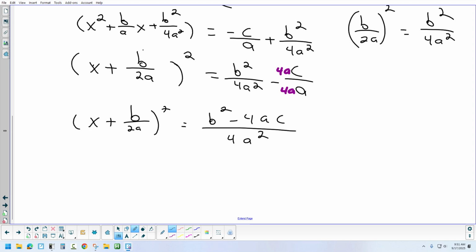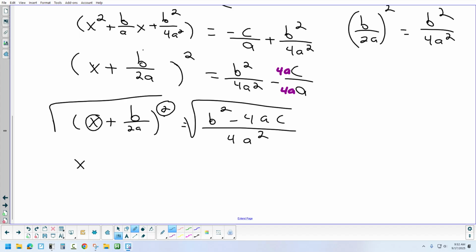Okay. Now we're trying to get this x by itself. That's the goal. I can't do anything to what's inside these parentheses until I get rid of that exponent of 2. How do I get rid of that exponent of 2? Yeah. Square root both sides. Okay, so now watch what's going to happen here.